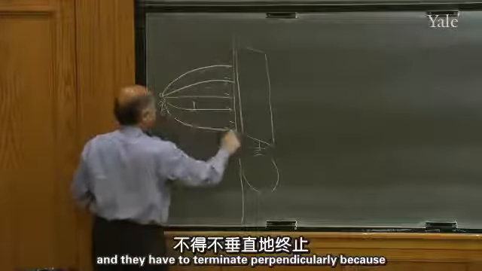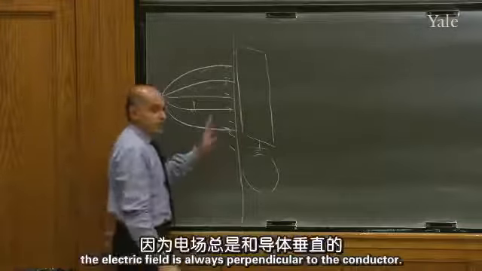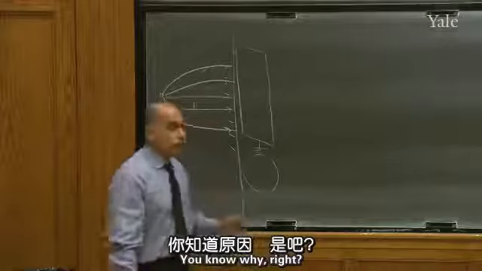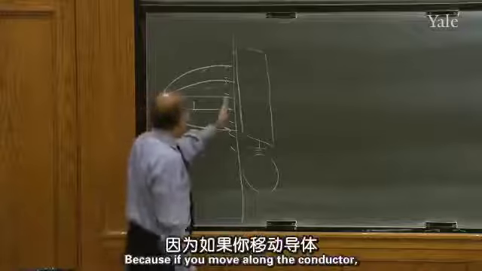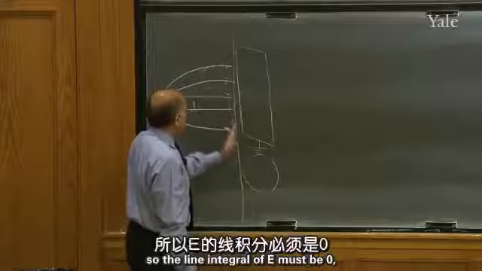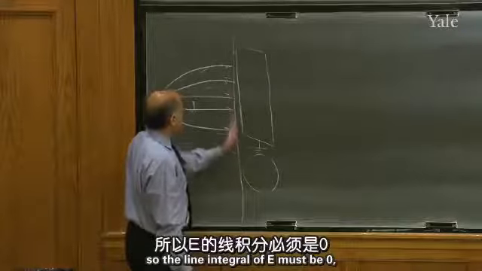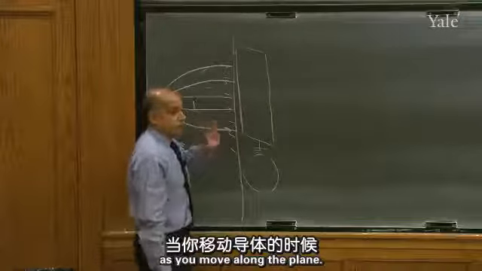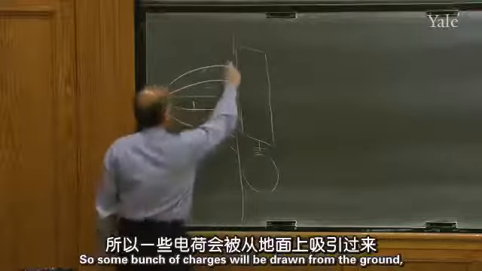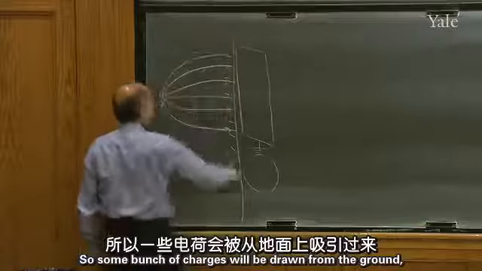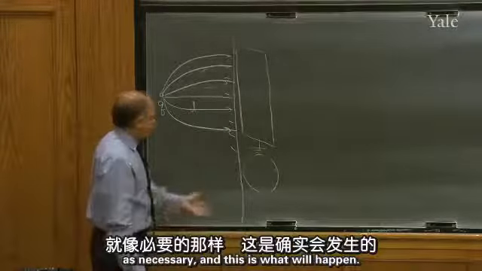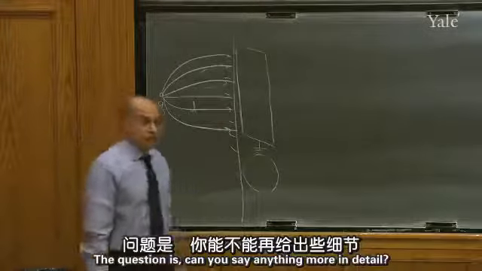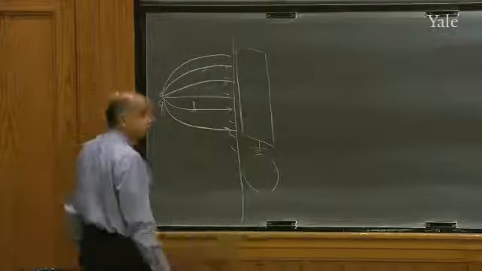And they have to terminate perpendicularly because the electric field is always perpendicular to the conductor. You know why, right? Because if you move along the conductor, the potential cannot change, so the line integral of E must be 0. But basically, you should not feel any force as you move along the plane. So E is perpendicular. So some bunch of charges will be drawn from the ground as necessary, and this is what will happen. The question is, can you say anything more in detail?